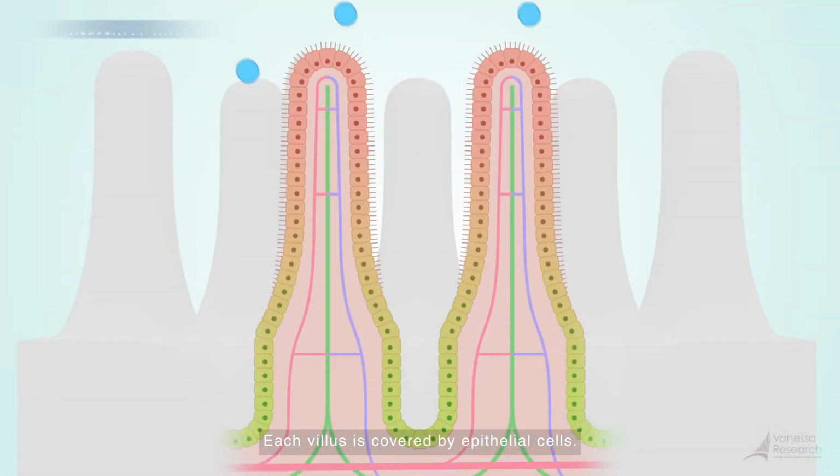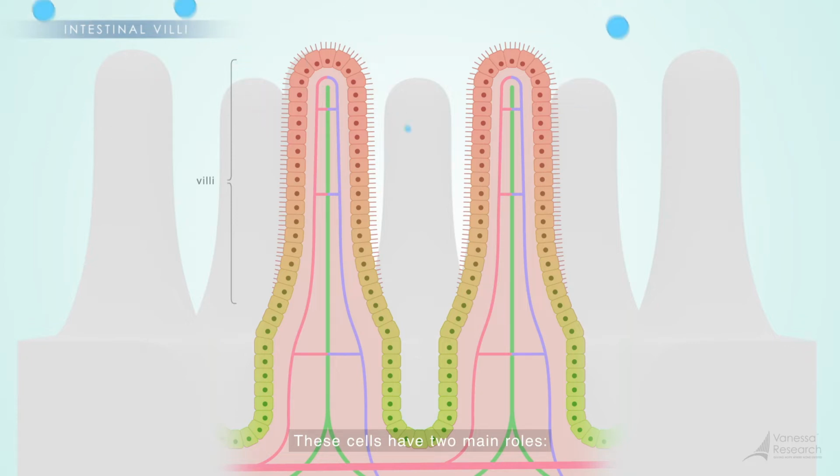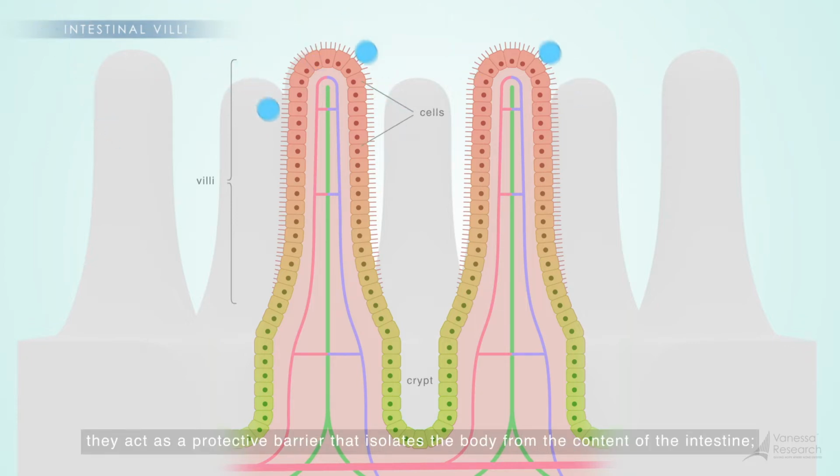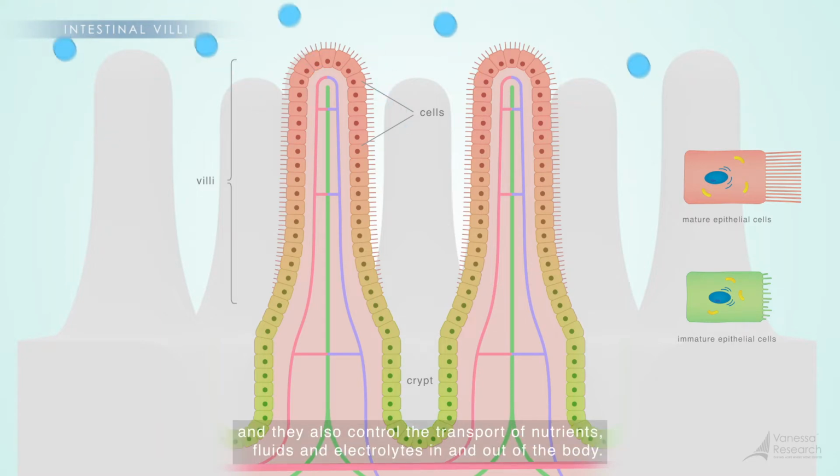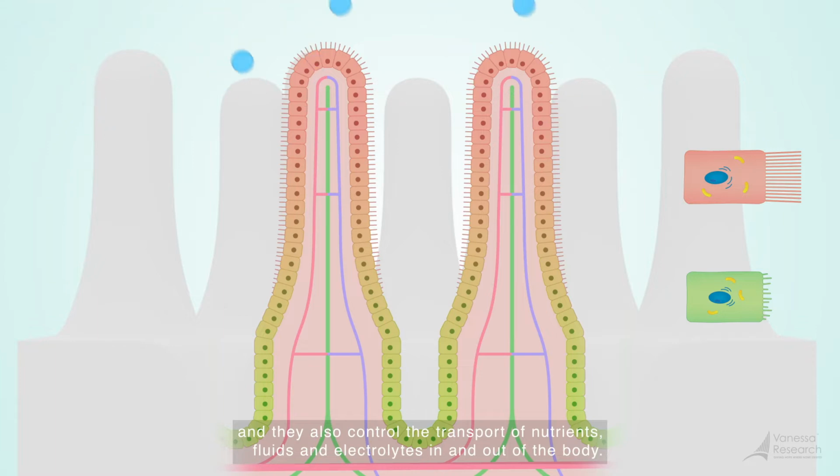Each villus is covered by epithelial cells. These cells have two main roles. They act as a protective barrier that isolates the body from the content of the intestine, and they also control the transport of nutrients, fluids, and electrolytes in and out of the body.